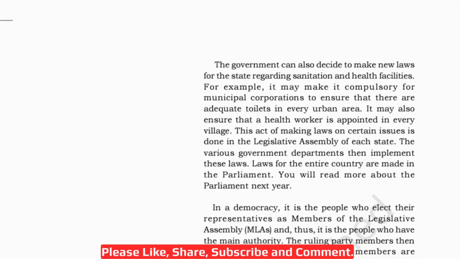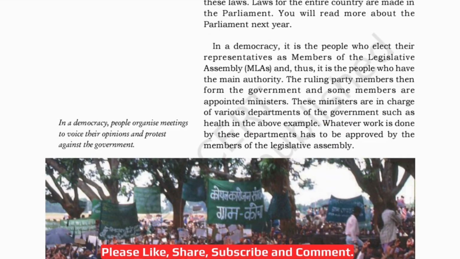The government can also decide to make new laws for the state regarding sanitation and health facilities. For example, it may make it compulsory for municipal corporations to ensure that there are adequate toilets in every urban area. It may also ensure that a health worker is appointed in every village. This act of making laws on certain issues is done in the Legislative Assembly of each state. The various government departments then implement these laws. Laws for the entire country are made in the parliament. You will read more about the parliament next year.